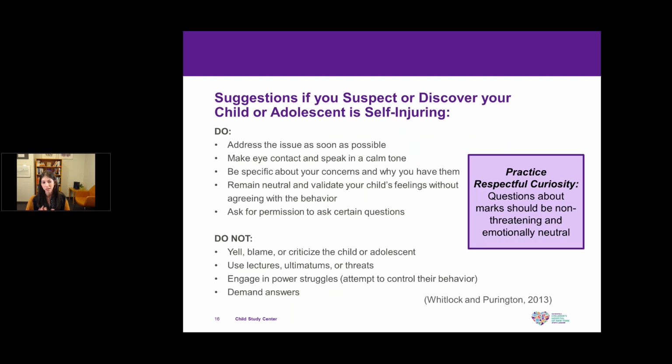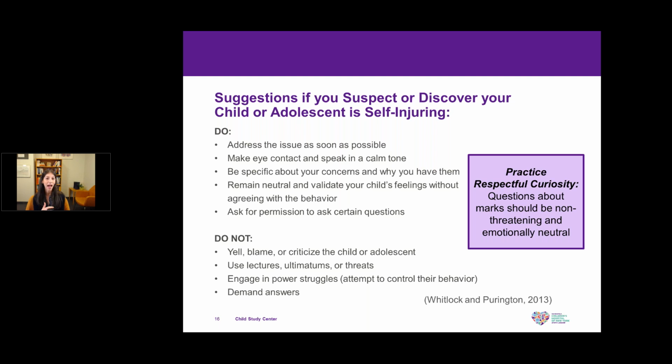Some further suggestions, and I put on here some do's and some don'ts. So some do's: address the issue as soon as possible. As mentioned on the previous slide, given what we know about the dangers of self-injury and its association with suicidality, it's really important to have this conversation sooner rather than later. Make eye contact, speak in a calm tone. I talk about being specific and honest about your concerns and why you have them.